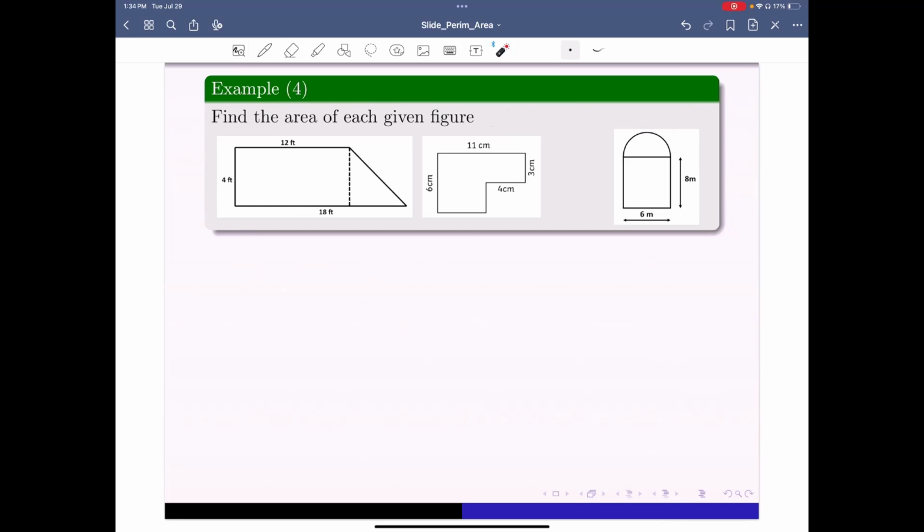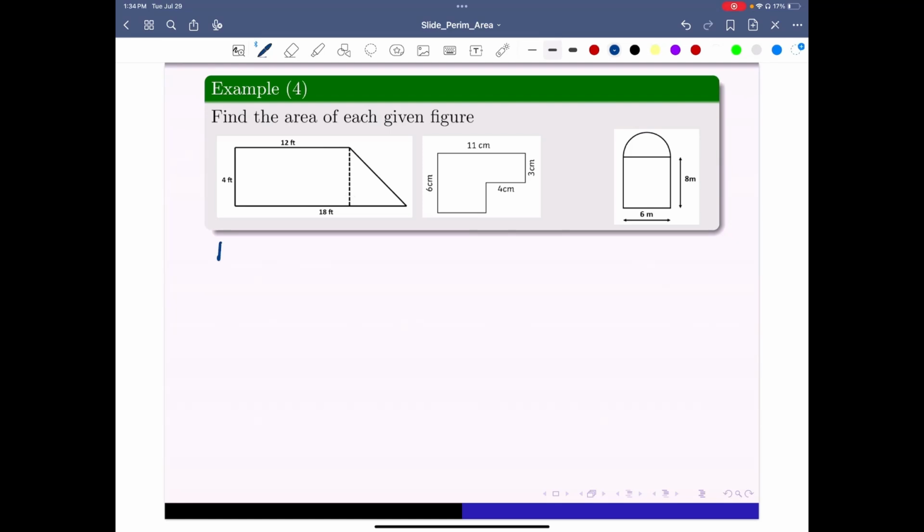So let's see some examples. Find the area of the given figure. In the first one we can either go with the area of a trapezoid as a whole, or we can divide this into a rectangle and a triangle. Both would be correct. So let's divide into a rectangle and a triangle.